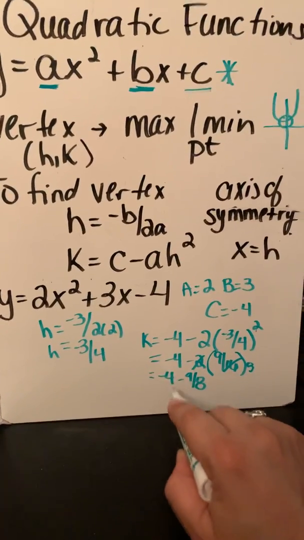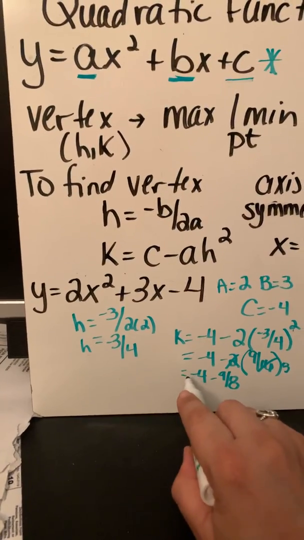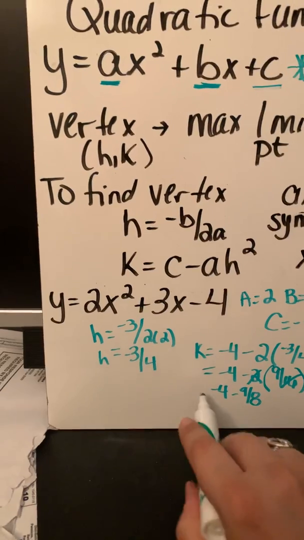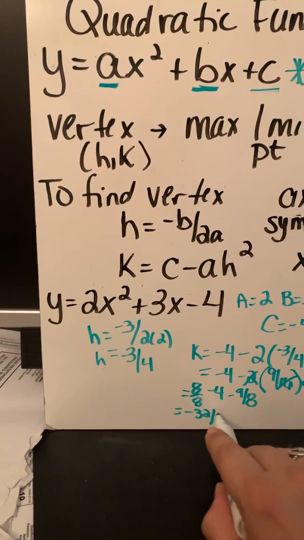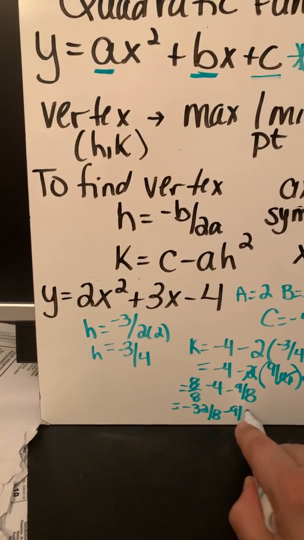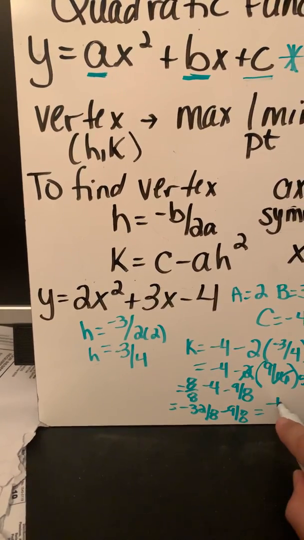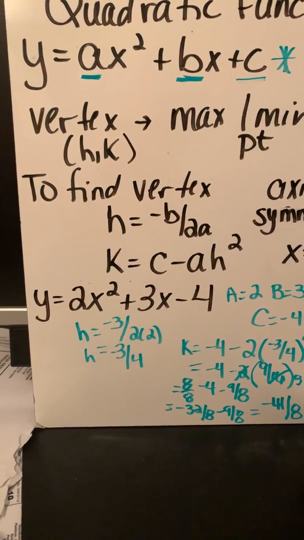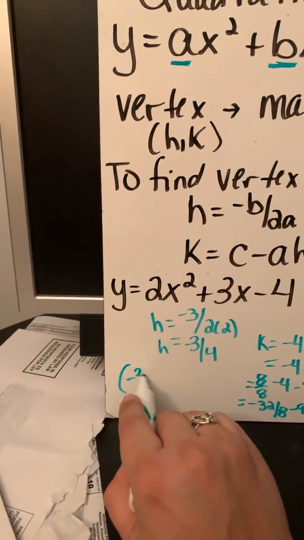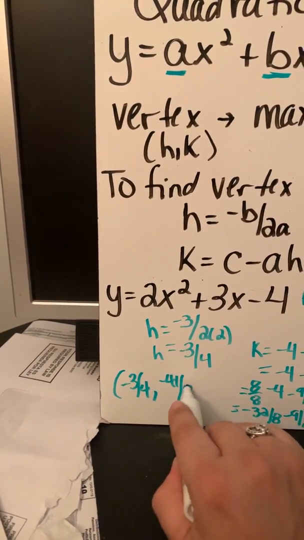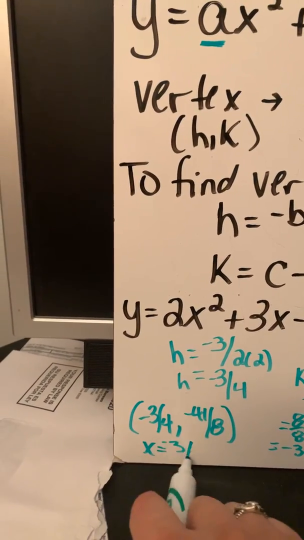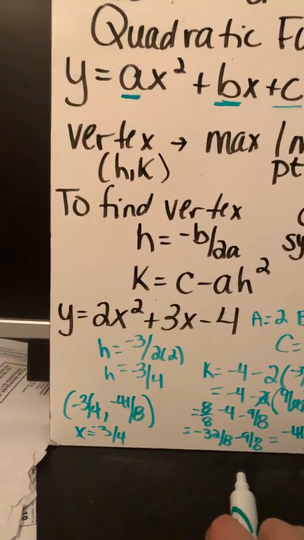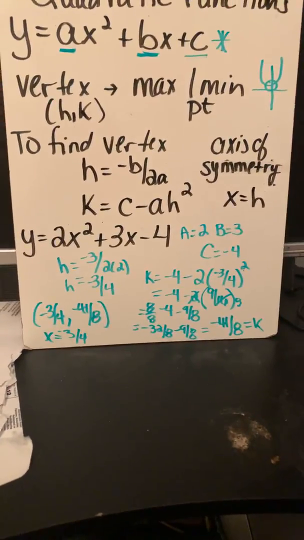In order for me to add or subtract fractions, what do we have to have? Common denominator. So I need to multiply this by 8 over 8. Now you've got negative 32/8 minus 9/8. What's negative 32 minus 9? Negative 41/8. That's your k. So my vertex is at negative 3/4, negative 41/8. Your axis of symmetry is just x equals h, so my axis of symmetry would just be x equals negative 3/4. That is how you use the vertex formula to solve.